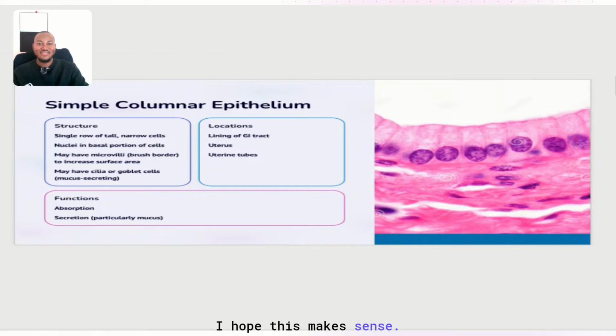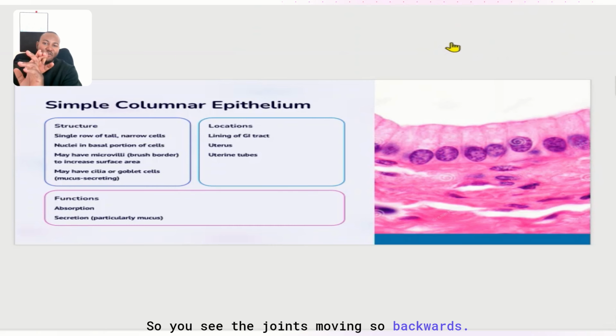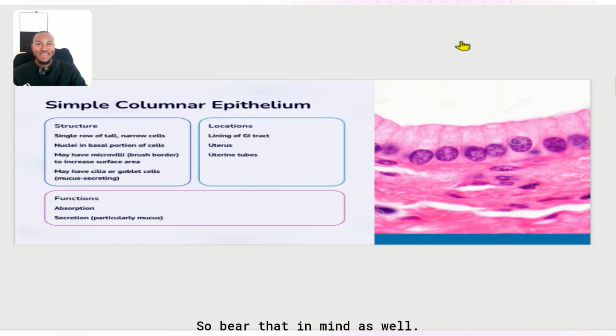I hope this makes sense. Now, there's a question I really love about Marfan syndrome. They say, Marfan syndrome is a hereditary defect of elastin fibers. People with this syndrome have what? When somebody has a problem with elastin fibers, the person will be having hyperextensibility of the joints. So you see the joints moving so backwards. So bear that in mind as well.